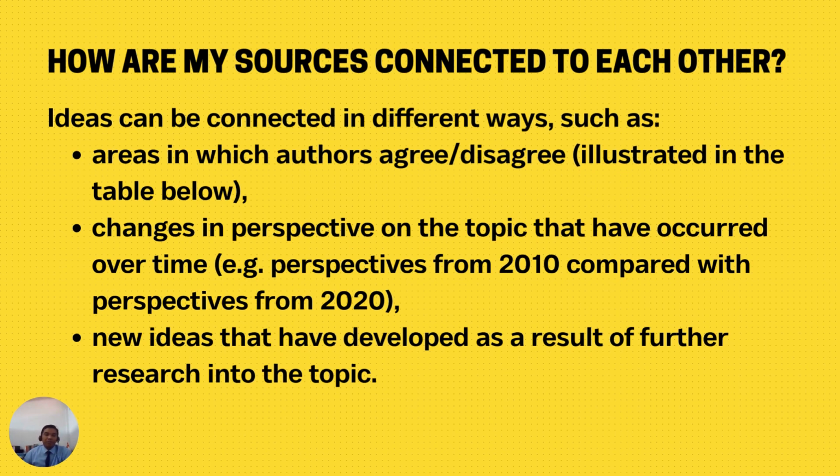Like in the previous example, there are several ideas about agreement and also disagreement against the topic. And then change in perspective on the topic that have occurred over time. For example, perspective from 2010 compared with perspective from 2020. So you have a chronological order there. So in this case, the writer puts perspective from the starting point in 2010 until 2020. And then the ideas that have developed as a result of further research into the topic.